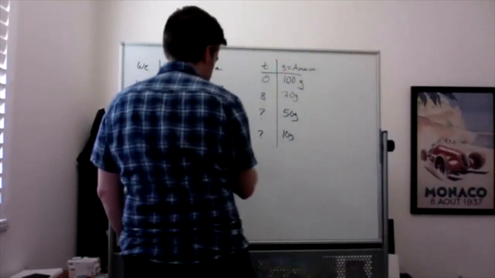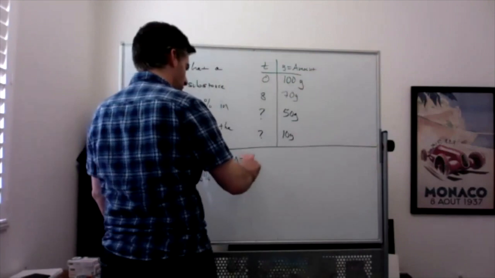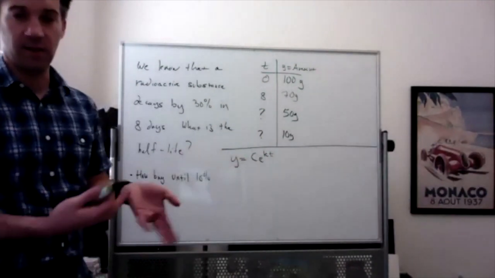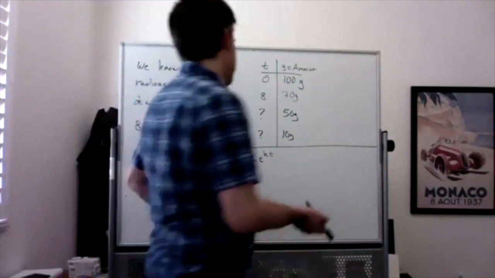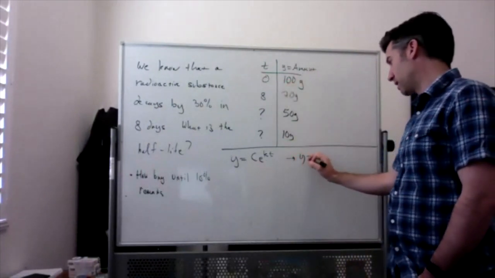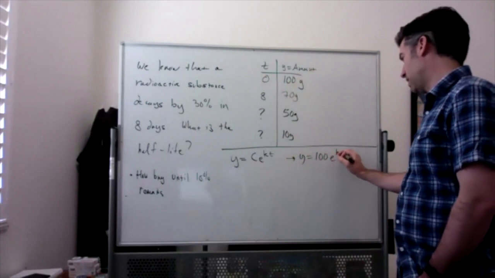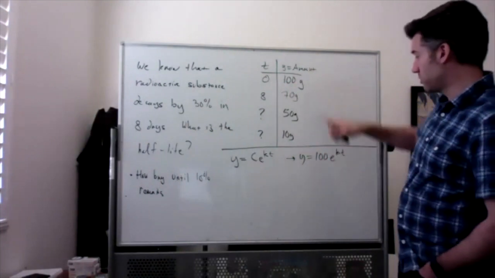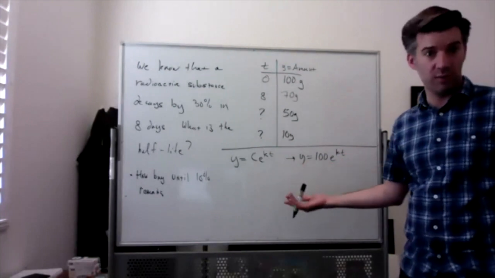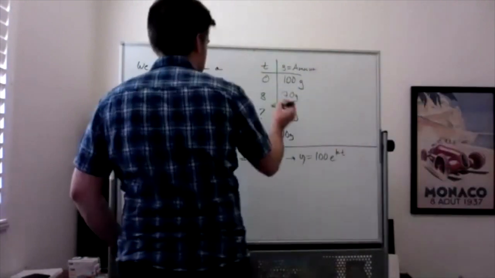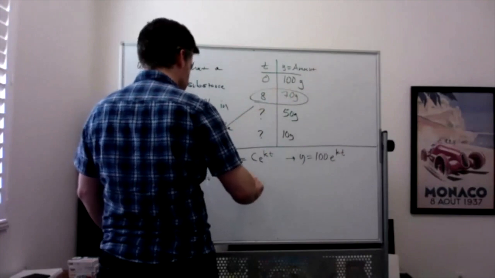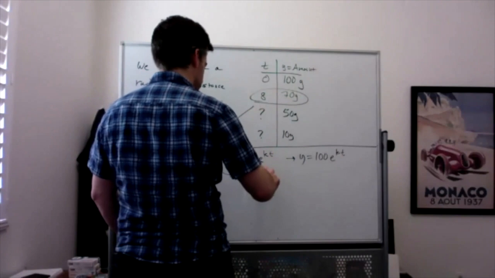So the way I'm going to solve this is by starting with the model y equals c e to the kt, or y equals m naught e to the kt, whatever letter you want to use there. But right off the bat, we know that c is going to be 100, right? y is going to equal 100 e to the kt. Because if you plug in t equals 0, you're going to get 100 times e to the 0, which is just 100. So you'll get y equals 100, which is what we should get when you plug in t equals 0. So then we're going to use this piece of data. We're going to say that y is 70 when time is 8.